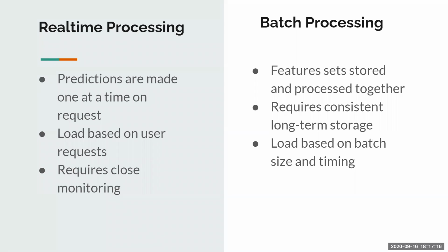The load of a system that does real-time processing is entirely based on user requests. And so you can have spikes when a lot of users are using your system, or you can have a lot of resources just sitting there if no requests are coming in. And it generally requires closer monitoring because any problem there will stop any incoming people from getting any sort of new results. In batch processing, feature sets are stored and processed together. So you might have a table or database entirely full of incoming requests that have all their data together.